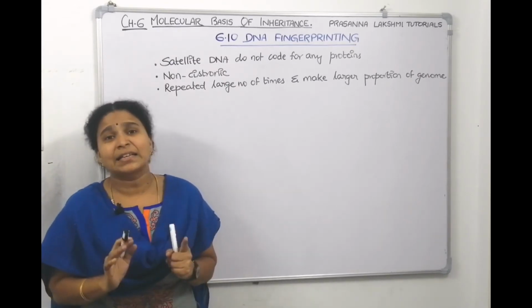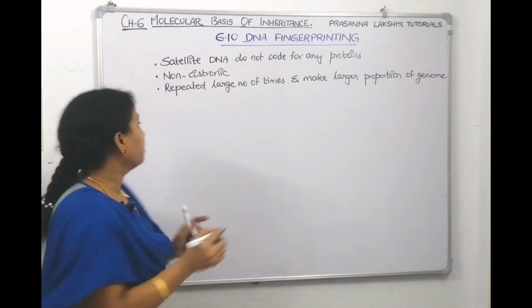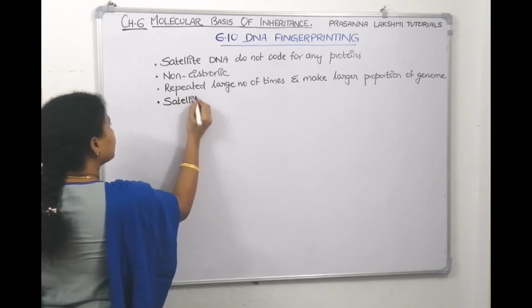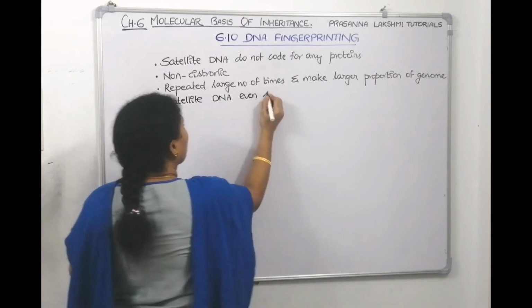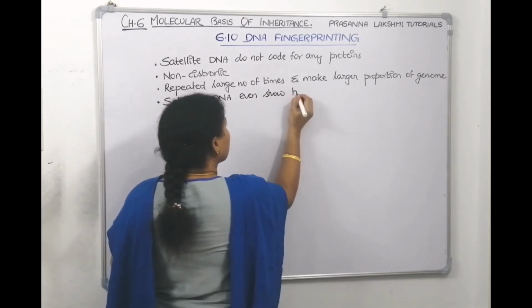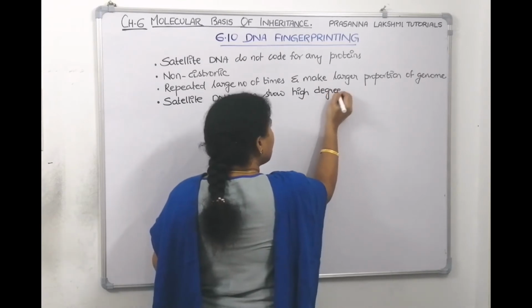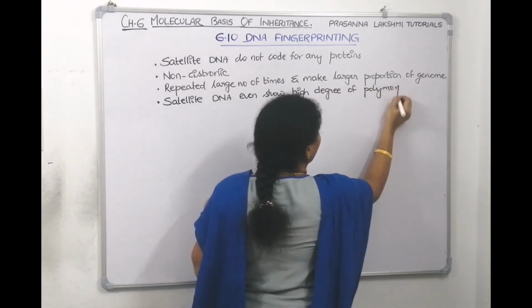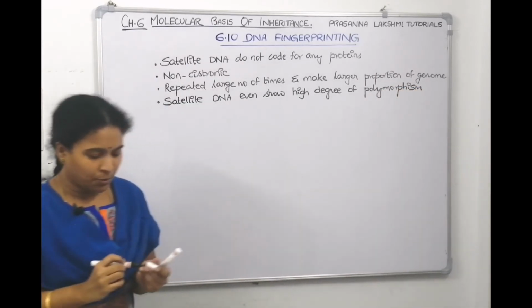Now these satellite DNAs show a high degree of polymorphism. What do they show? They show a high degree of polymorphism. Now, in simple terms, I'll tell you what polymorphism is.